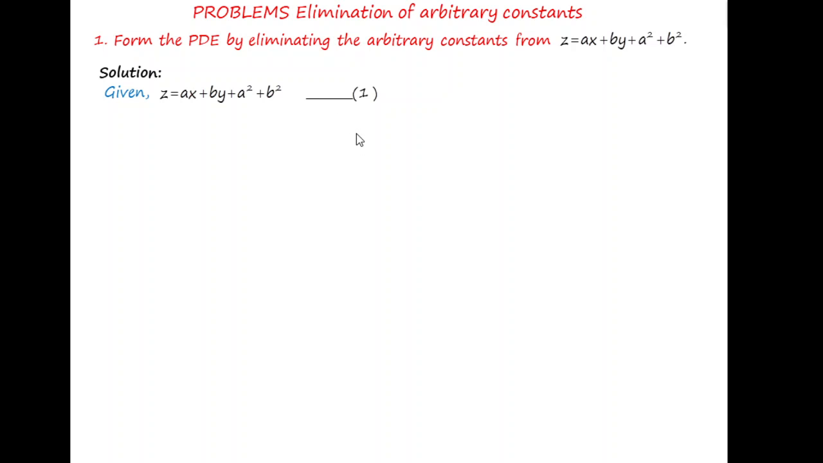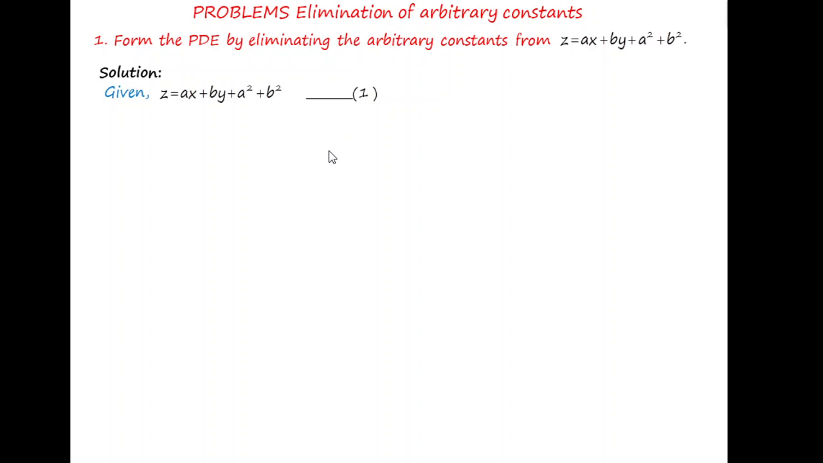Our method is to differentiate the given problem partially with respect to the independent variables x and y. After that, using the differentiated terms and the given problem, we try to eliminate the arbitrary constants.